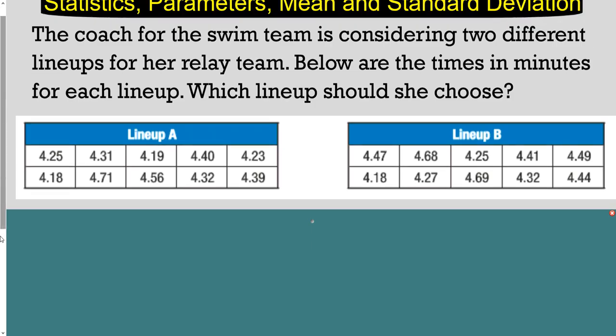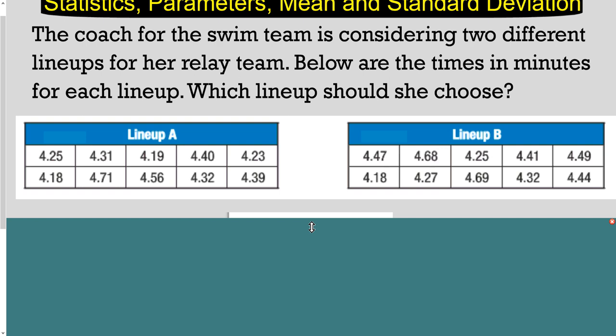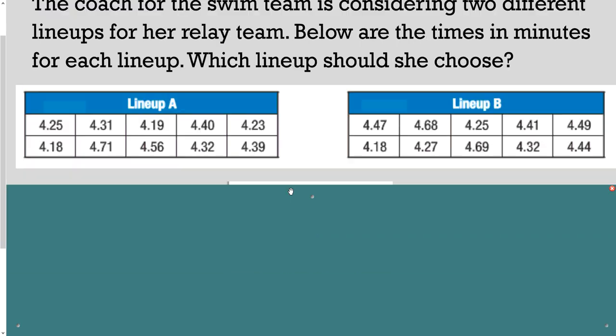Okay. Last one. The coach for the swim team is considering 2 different lineups for her relay team. Both tables below contain the times in minutes for each lineup. So this is lineup number 1's first trial, their second trial, their third trial. So each relay team has done 10 different time trials. Which lineup should she choose to be the relay team? Okay. We'd want the mean and standard deviation. I'm going to say go ahead and pause this, find the mean and standard deviation, and then hit play again.